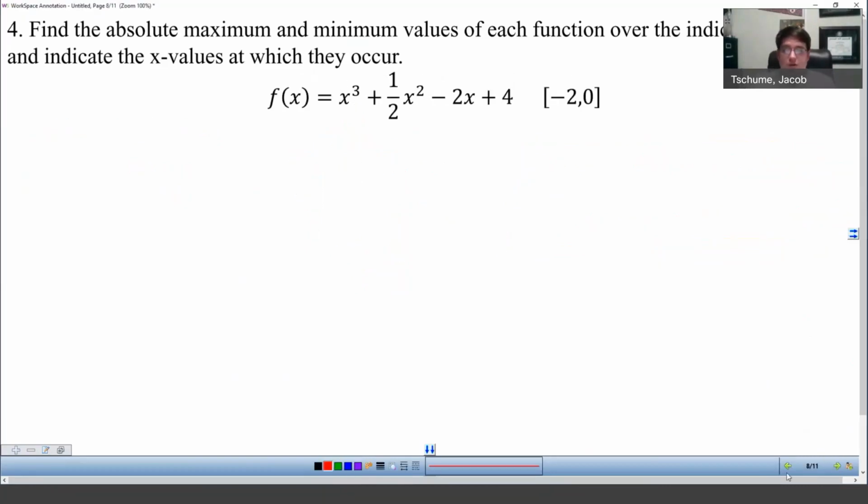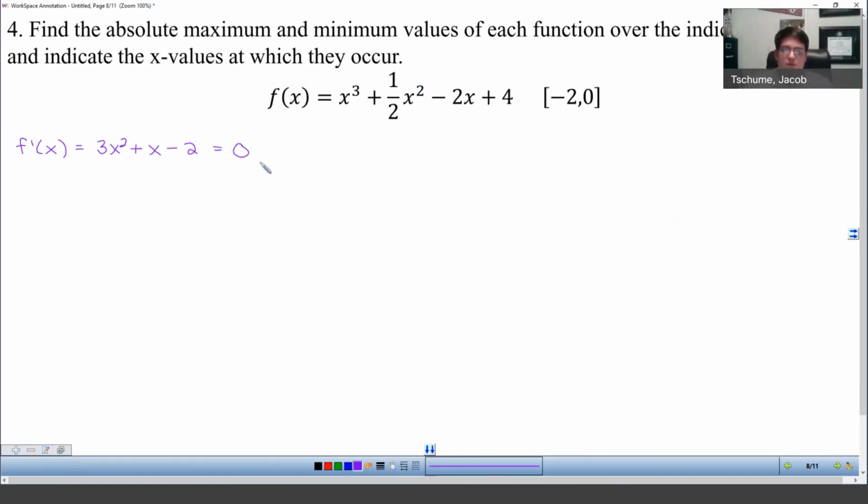All right, let's do another one. So this time f of x is equal to x cubed plus 1/2 x squared minus 2x plus 4 on the interval -2 to 0. So I'm going to find my critical value first. So I need to find f prime of x, which will be 3x squared plus x when it's done, and then minus 2.